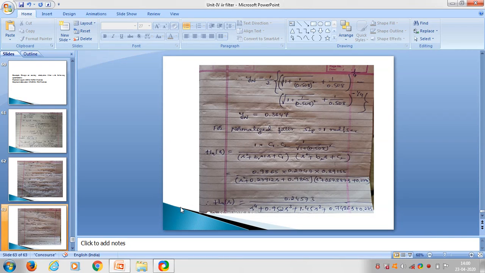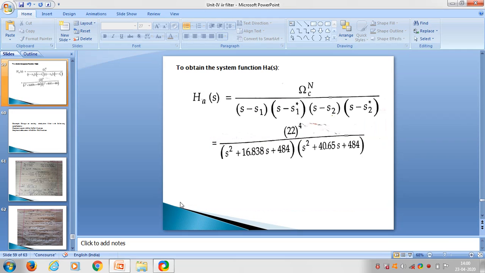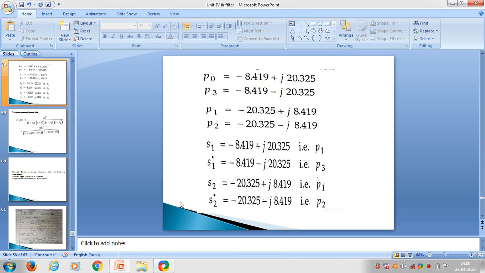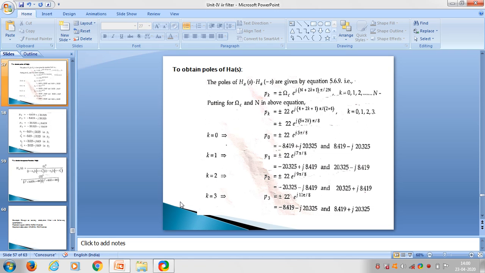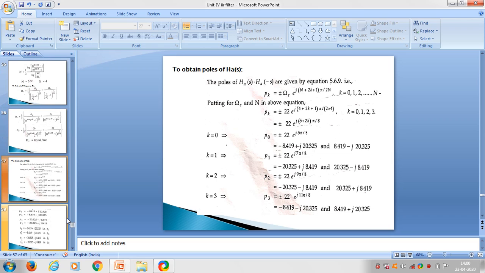We are going to discuss problems based on Butterworth and Chebyshev filters, along with the bilinear transformation. In the last video we discussed the characteristics of the Chebyshev filter and the Butterworth filter. Today we are going to discuss problems based on the Butterworth filter and Chebyshev filter. Along with that we are going to discuss problems based on bilinear transformation.